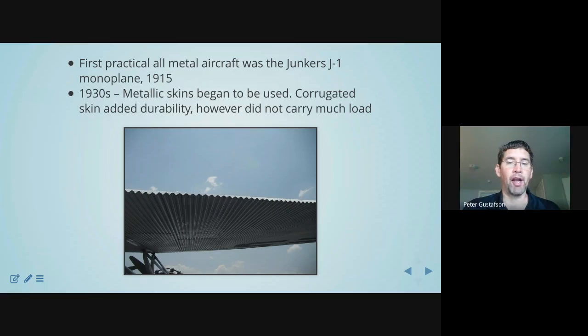It's notable that at the time they actually used corrugated skin. You can think of corrugated as being like cardboard. Like cardboard, it had that wavy pattern to it that you can now see in this image. It was bent into this wavy pattern. That wavy pattern is called corrugation. Cardboard boxes are still to this day using corrugation quite extensively.